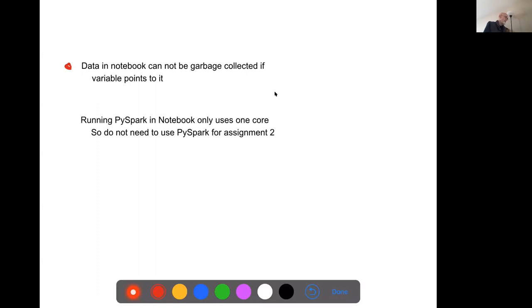Next thing, so far when I've run PySpark in a notebook, I have not been able to make it use multiple cores, which means it's running in a single thread, which doesn't really do us much good. So for assignment two, you don't need to run PySpark.